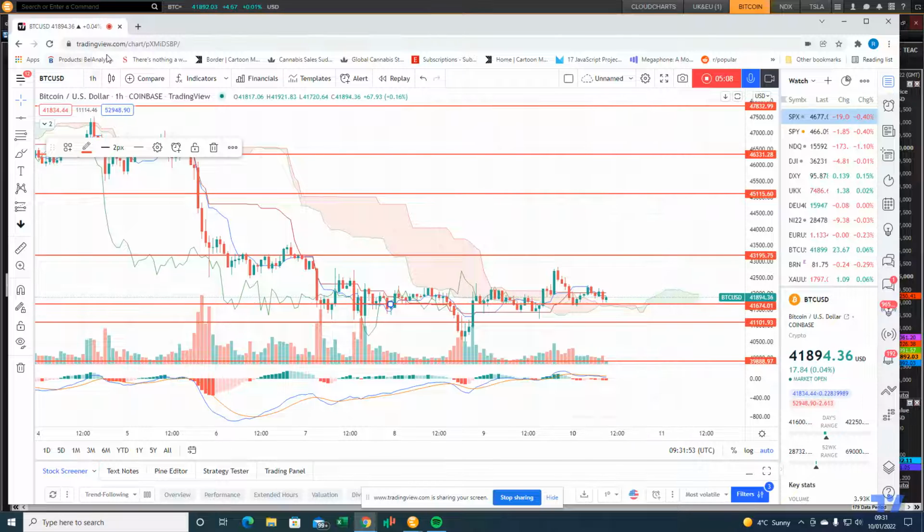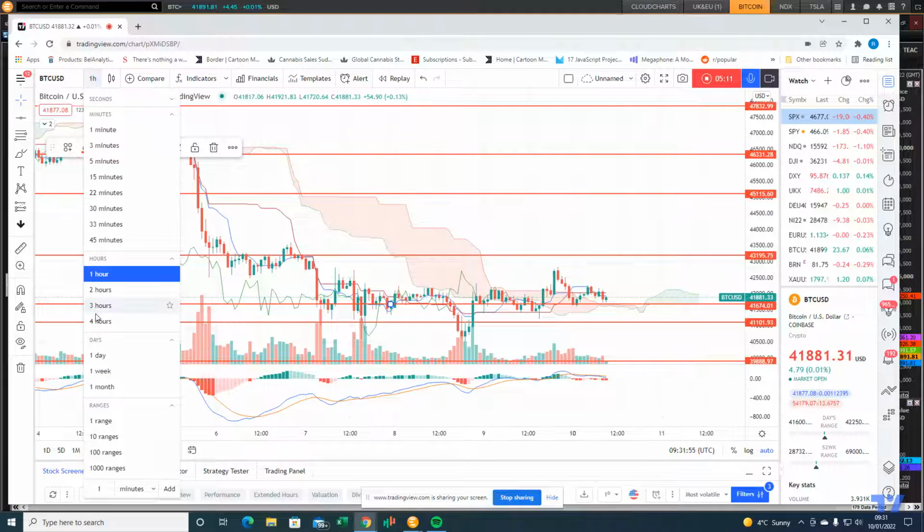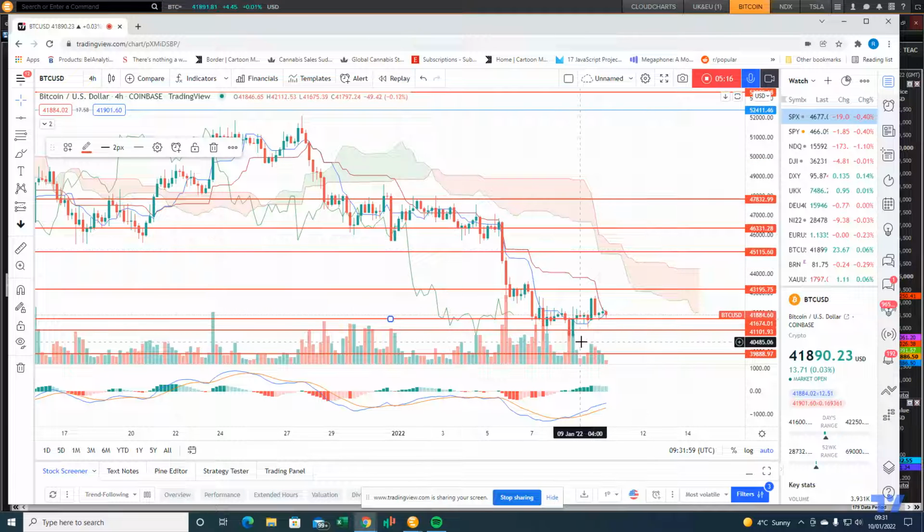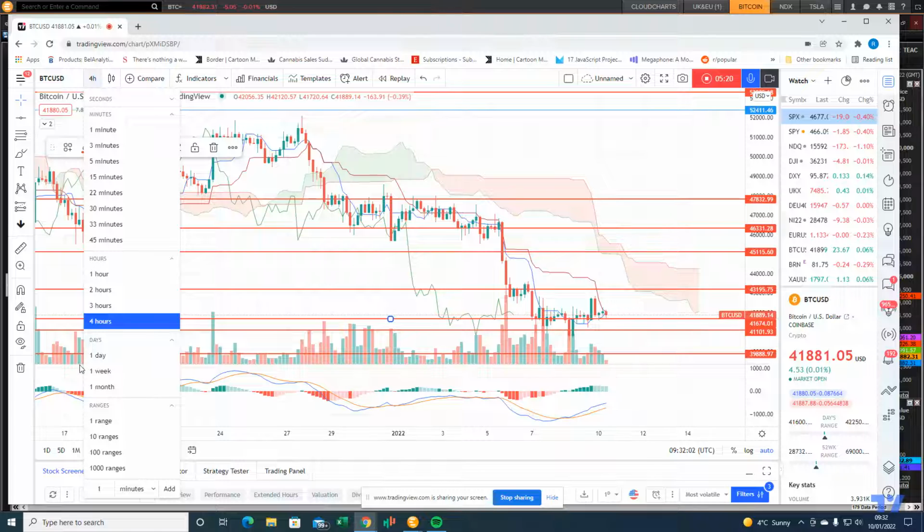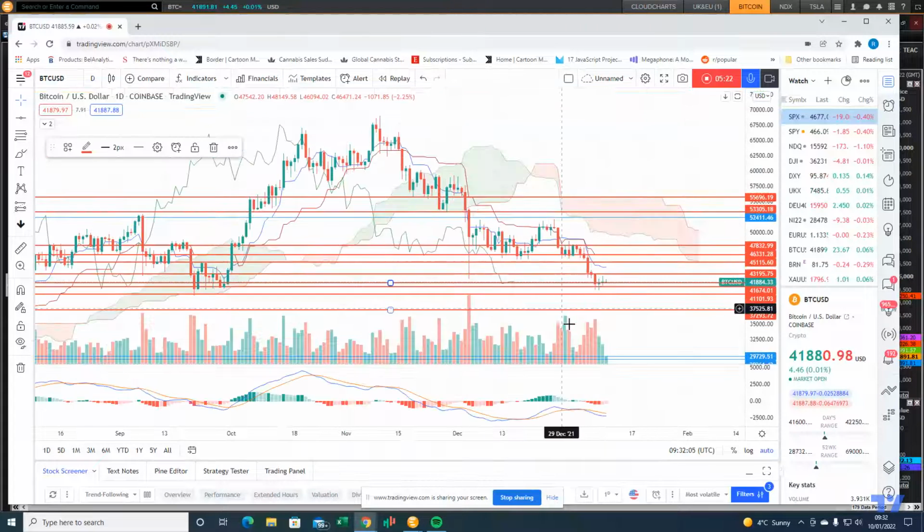So bullish on the 1-hour. Still bearish on the 4-hour with the potential for a rally back up to the bottom end of the cloud. Daily still bearish with potential swing trades from this major support zone here. So this whole cluster of support. So there's potential for a swing trade back up to the bottom end of the cloud.